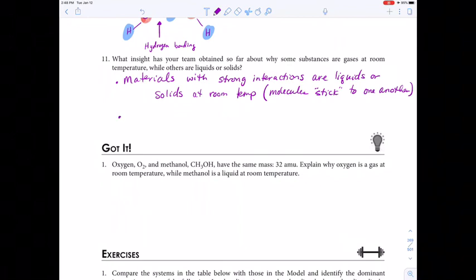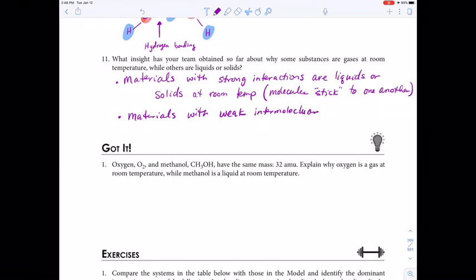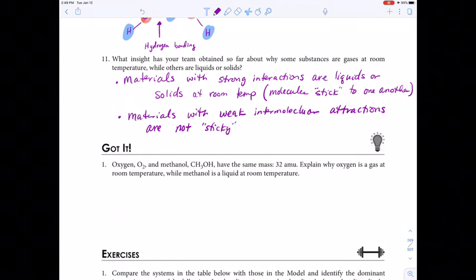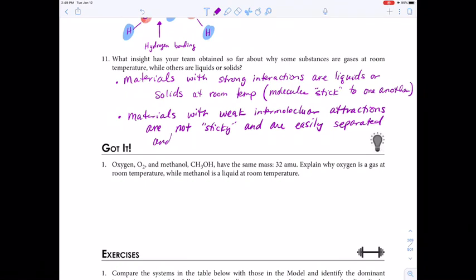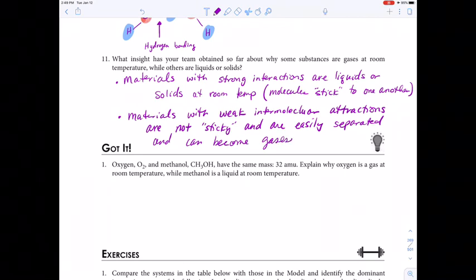Okay, but materials with weak intermolecular attractions are not very sticky and are easily separated and can become gases. Remember, gas particles are separated by great distances.